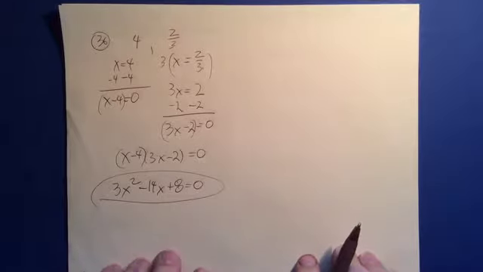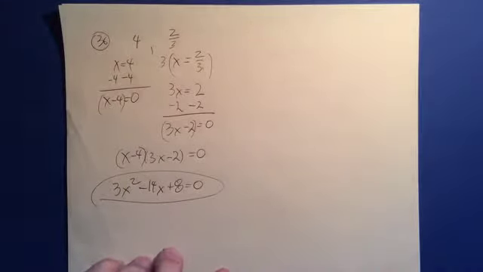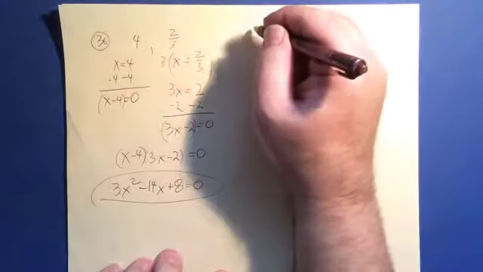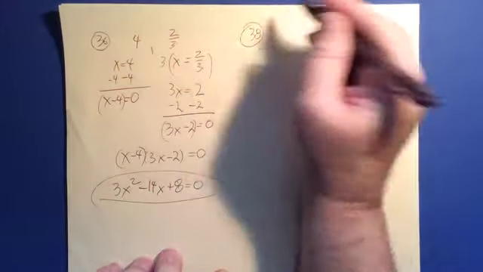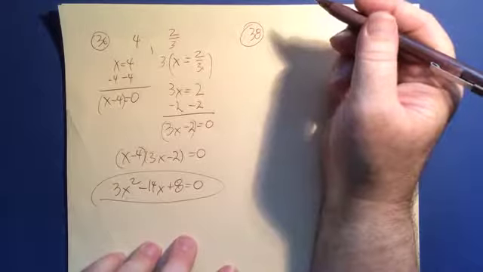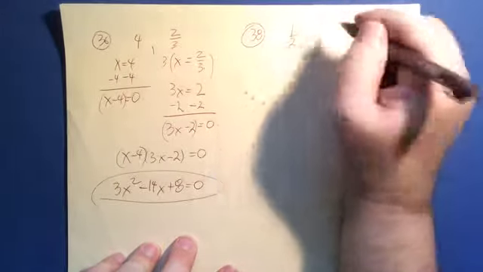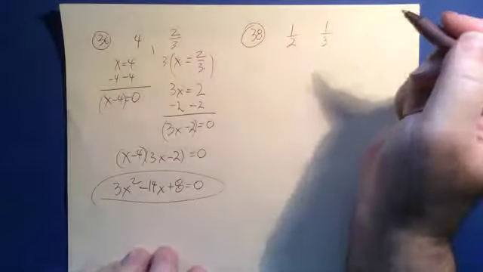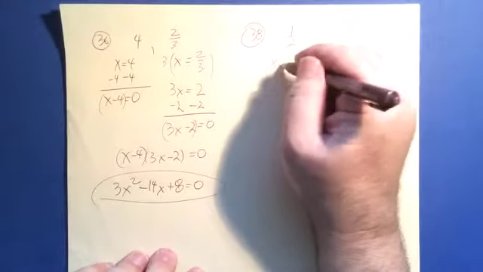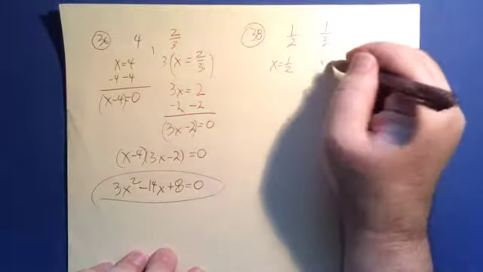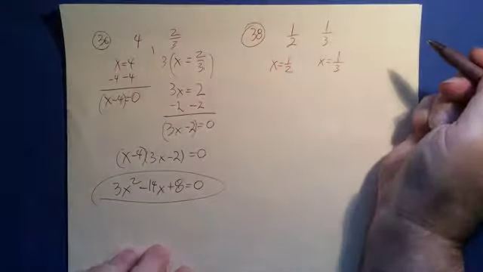Let's go ahead and try this with another problem that contains two fractions just to reinforce this skill a little better. So let's go ahead and try number 38. The technique is the same, but the work you have to do is sometimes maybe just a little different. So the solutions are 1/2 and 1/3. So I got x equals 1/2. I have x equals 1/3.